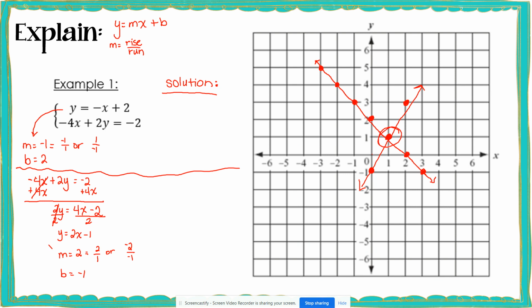Well, from this point on my x-axis, there is an x value of 1. And on my y-axis, there is a y value of 1. So the solution here is that x and y are 1. This would be my answer.